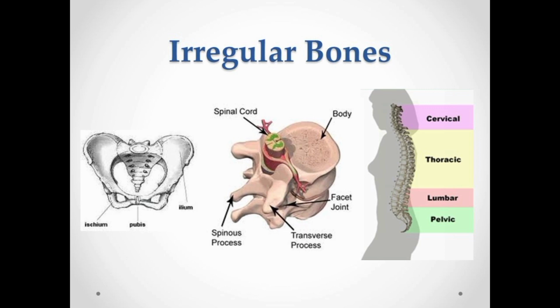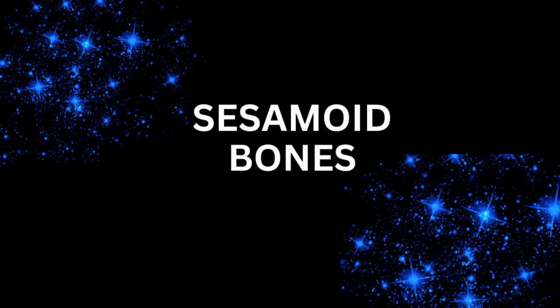Irregular bones also have a thin layer of periosteum, a tough membrane that covers the outer surface of the bone, except at the joint surfaces. Because of their unique shapes, irregular bones provide support and protection to delicate structures and organs, while also allowing for flexibility in movement. They also serve as attachment points for muscles and tendons. Examples of irregular bones include the vertebrae, sacrum, coccyx, and facial bones.